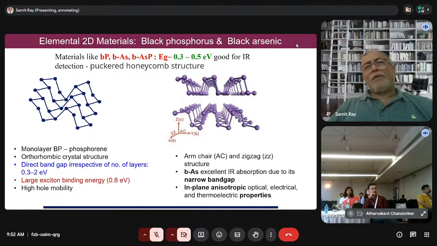One more 2D material I will discuss, which is anisotropic: either black phosphorus or black arsenic. The one on the right is basically the anisotropic structure. Black arsenic has a very, very low band gap. It's good for ion detection, and this is a puckered honeycomb structure. So you have both here in the structure, which gives rise to in-plane and out-of-plane anisotropy. That is extremely useful for making devices.